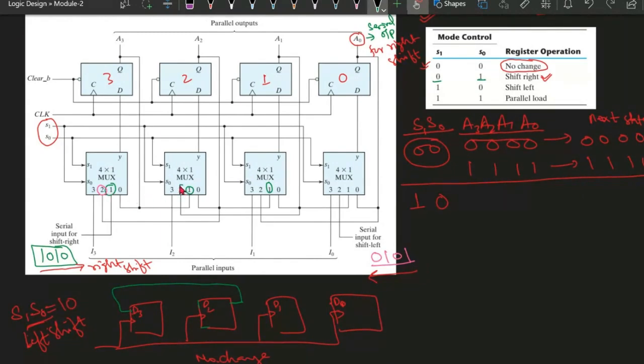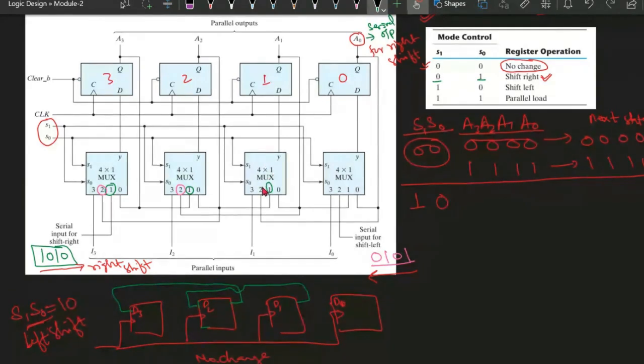Similarly, this is the case for the second flip flop. Based on the select line, input 2 will be selected as the output of the mux, and this will be connected to the D. But this 2 is connected to what? It is connected with A1. So D is connected with A1. A1 is this one.